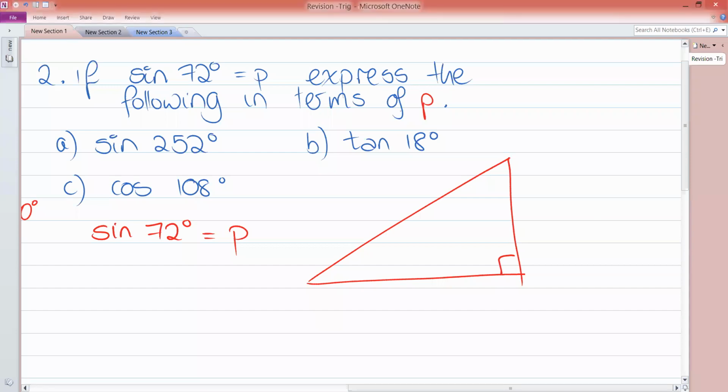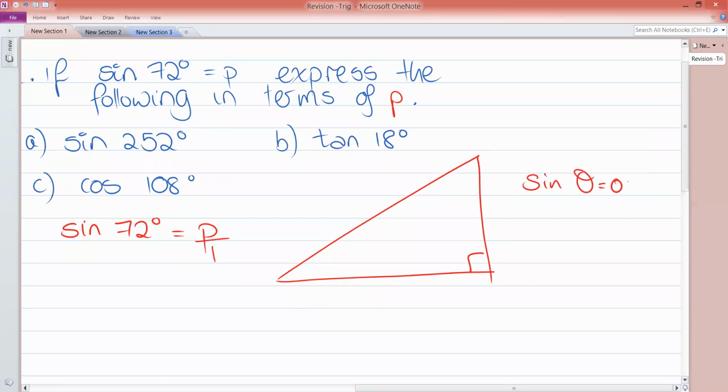Okay, so sine 72 equals P. Now, with this sine 72 being equal to P, we can write P as a fraction. It becomes P over 1. Remember when you have your sine theta, this is equal to the opposite side over the hypotenuse. So the opposite side here is P, and this is the hypotenuse. So the hypotenuse is equal to 1.